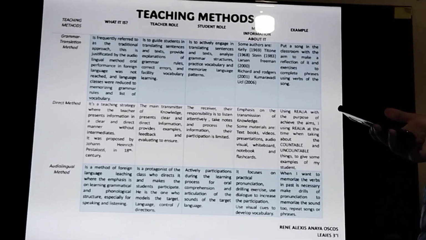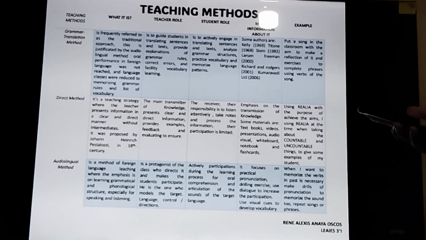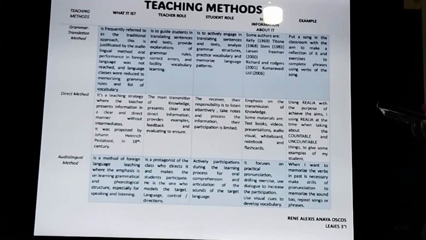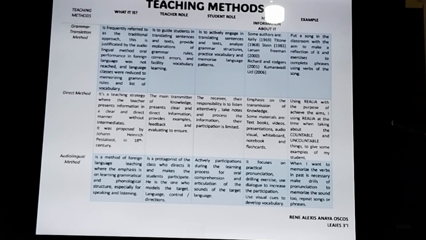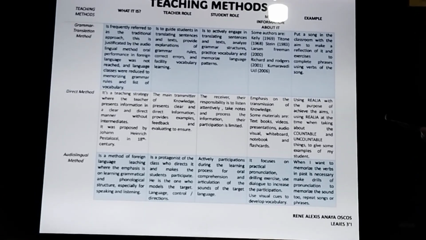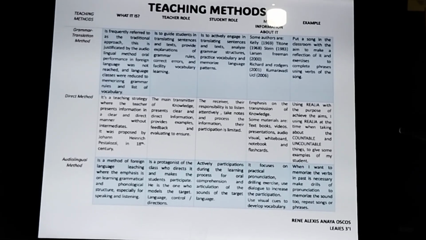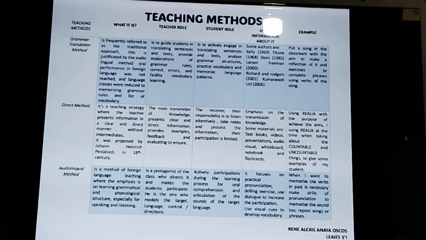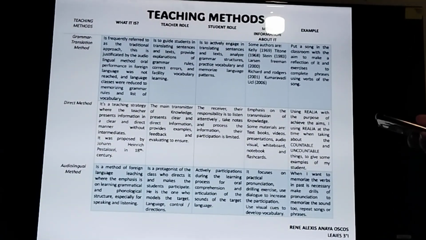The student's role is like a receiver, because the responsibility is to listen attentively, take notes, and process the information. More information about it: the direct method emphasizes the transmission of knowledge, and some materials could be textbooks, videos, presentations, audiolingual and visual elements, and more.